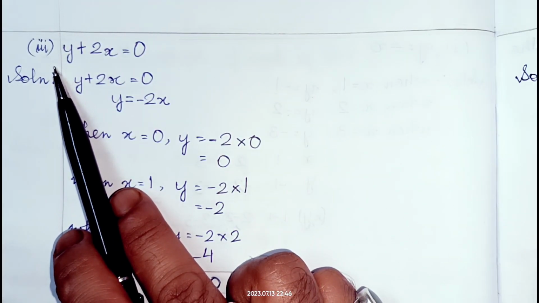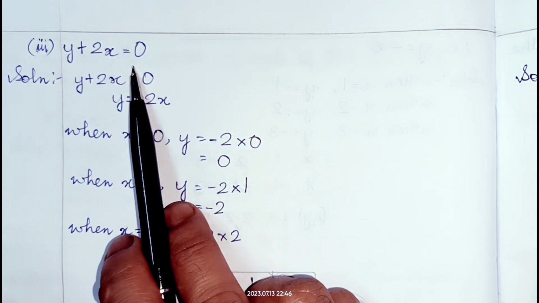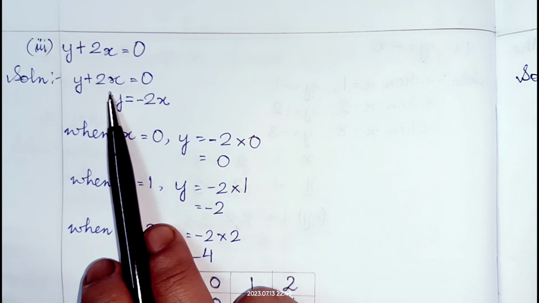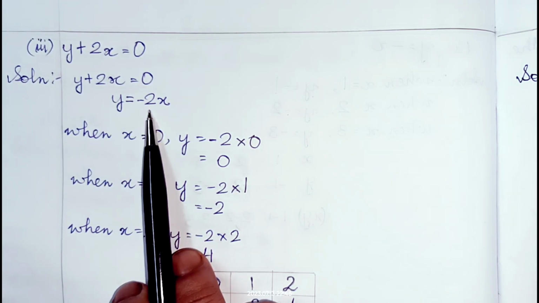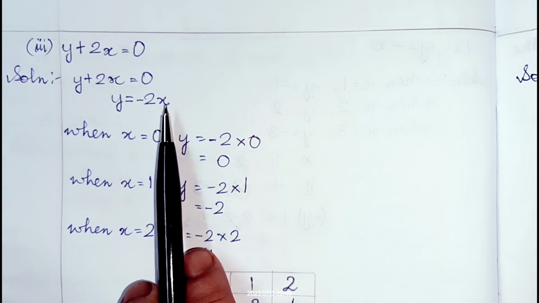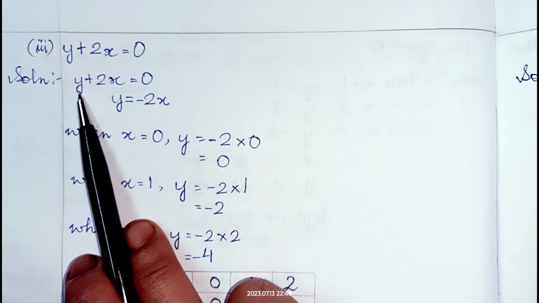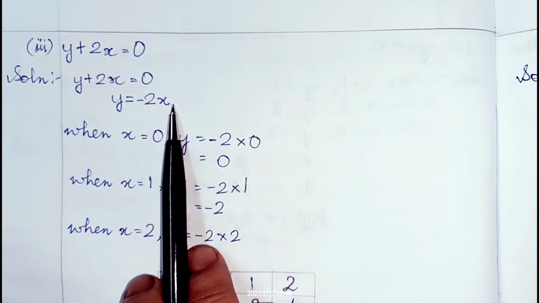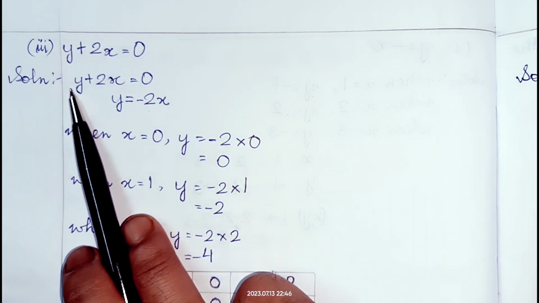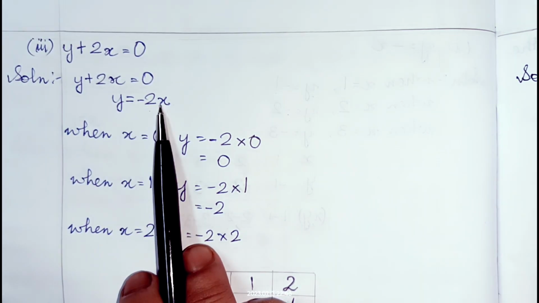In question number 3, it is given that y plus twice x equal to 0, and we have to plot the graph of this equation. Here y plus twice x is 0, so we can write y equal to minus 2x. Now we have to take different values of x and we have to find the corresponding values of y. Out of this x and y, any one we have to keep in the left hand side and remaining in the right hand side. Here coefficient of y is 1, so we kept y in the left hand side and twice x in the right hand side.